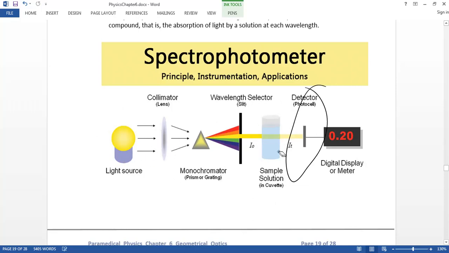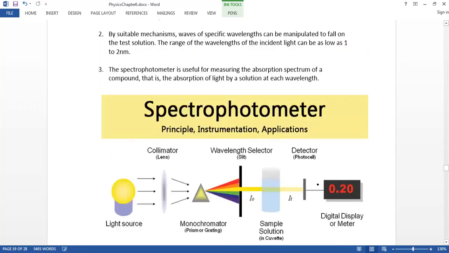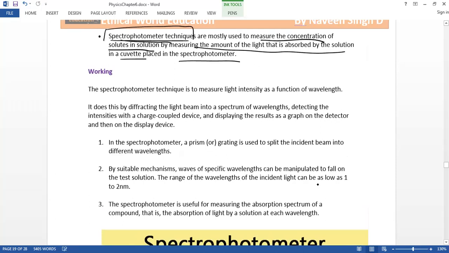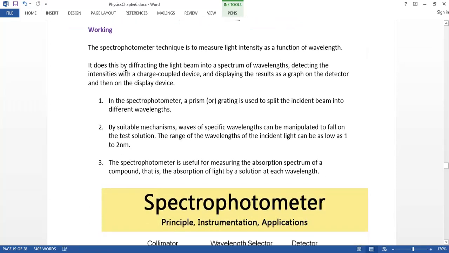So let us see the working principle of the spectrophotometer. Spectrophotometry is a technique used to measure the intensity of light as a function of wavelength. Let us see what that means. It does this by diffraction of light.